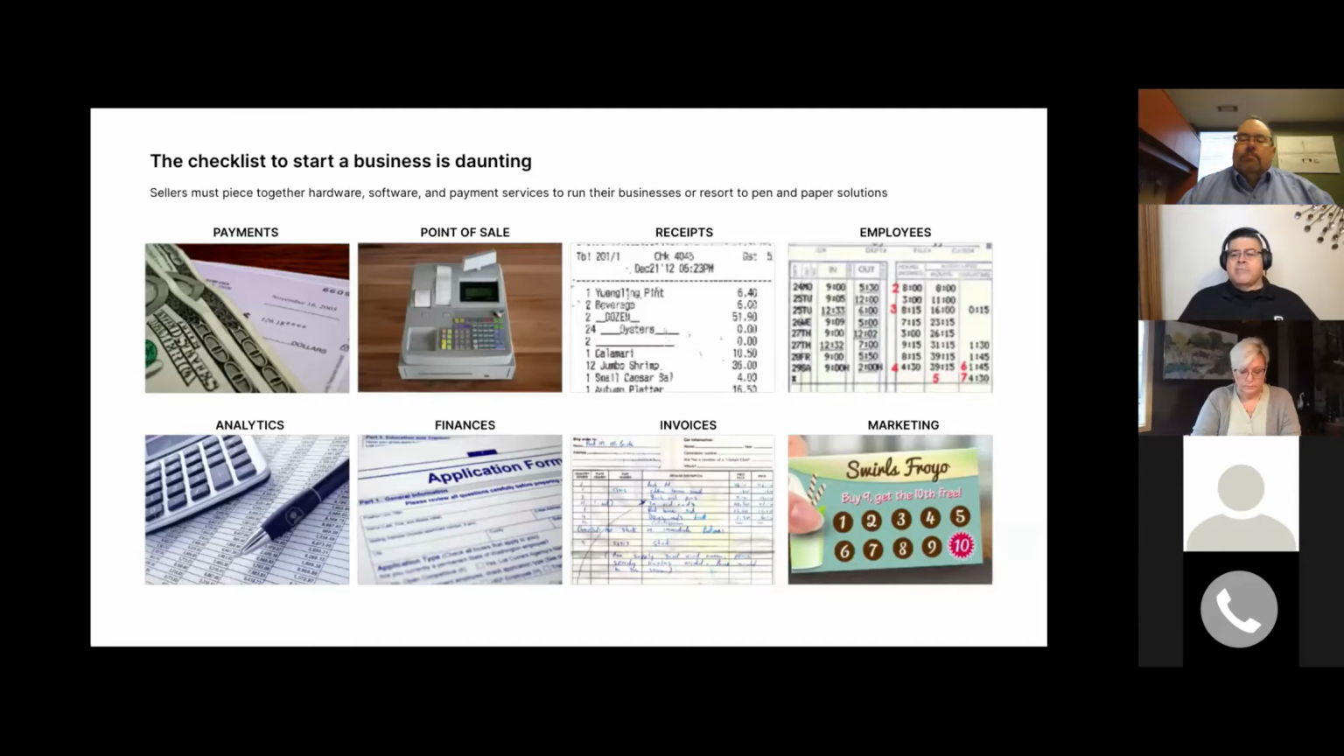So, running a business is far from a walk in the park even today, but it was very tricky back then to piece together all these different pieces of hardware, software, payment services, with pen and paper solutions. Cash, check, clunky cash registers, paper receipts with only obscure item names, manual punch cards for employees, paper analytics, and so on. And so it was pretty difficult to get a complete picture or overview of how your business was doing.